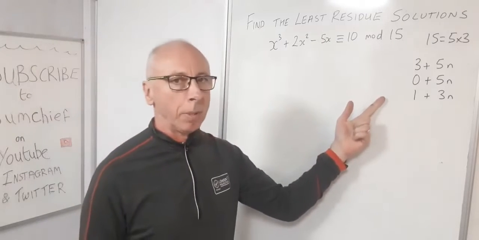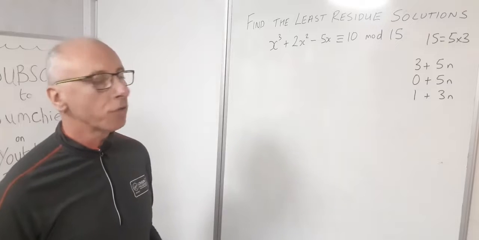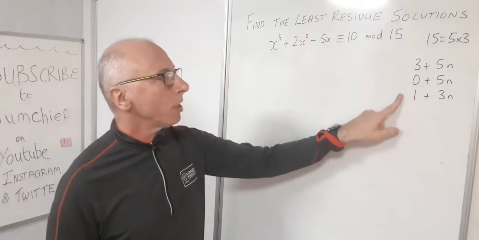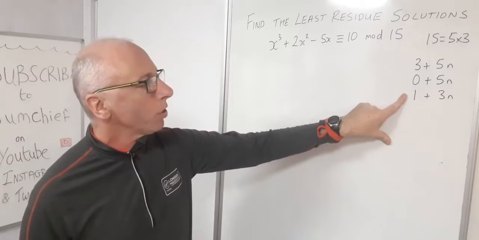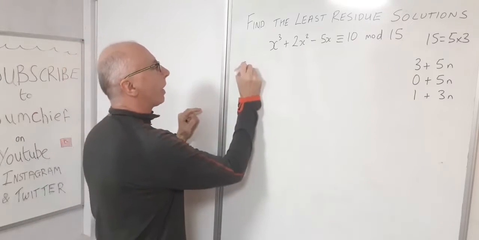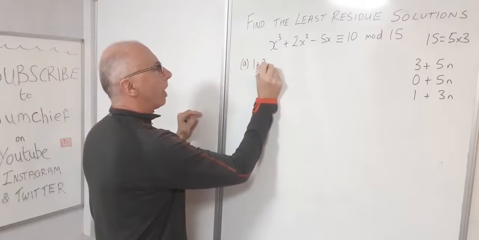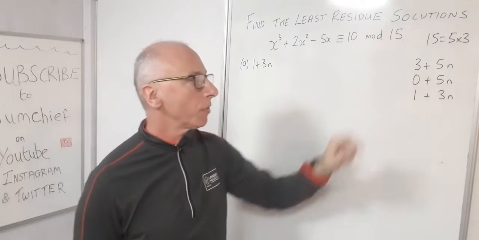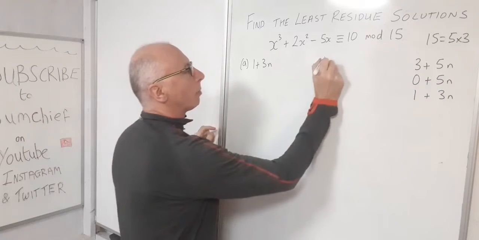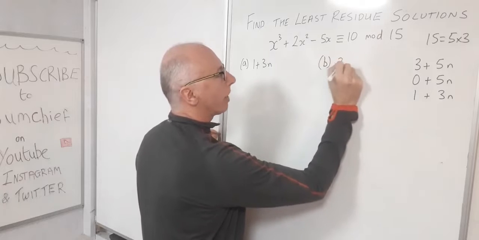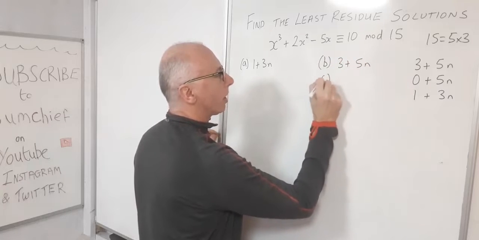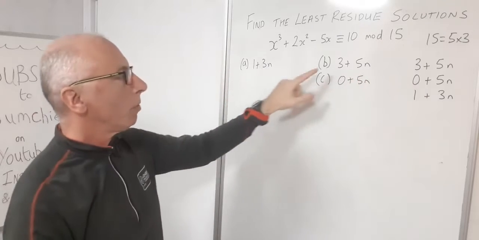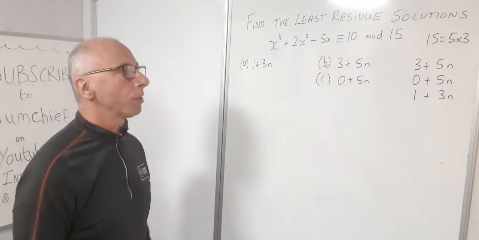Okay, so now these are my building blocks. So now I'm going to do something called the Chinese Remainder Theorem to try and find my solutions. So I'm going to label these up accordingly. So I've got 1 plus 3n, which I'm going to call my A solution. And I need to keep that separate to my solutions here with the 5n, the modulus 5 ones. So I'm going to call my B 3 plus 5n and my C 0 plus 5n. Then I'm going to use combinations of this one with these 2 to find my solutions.